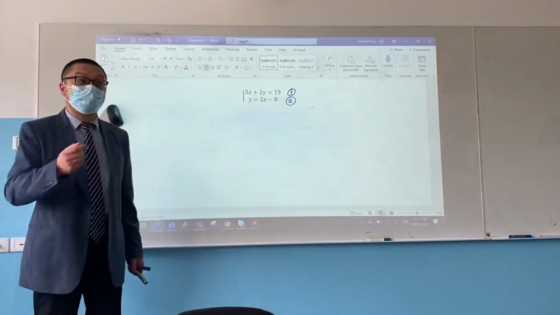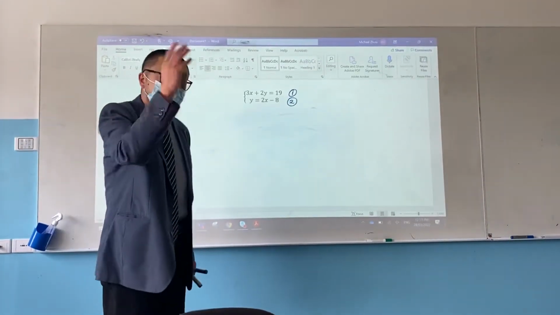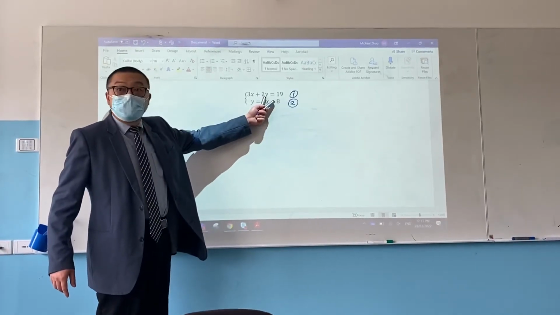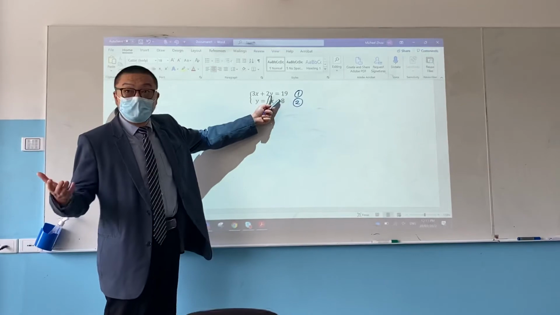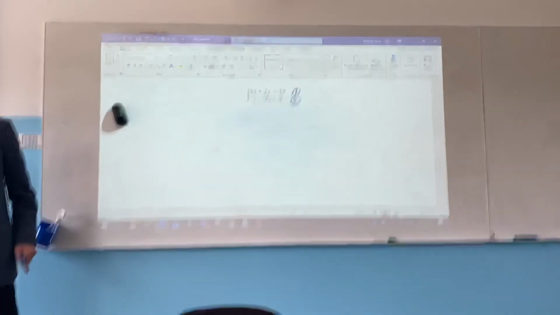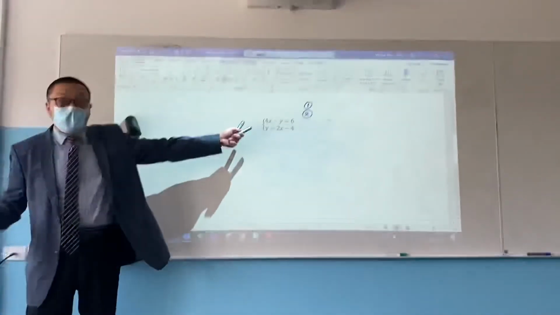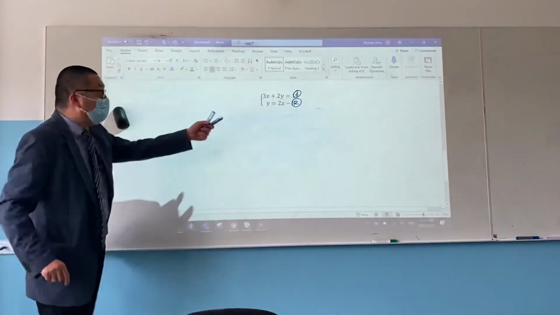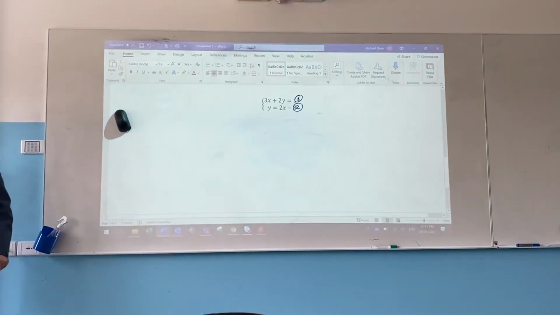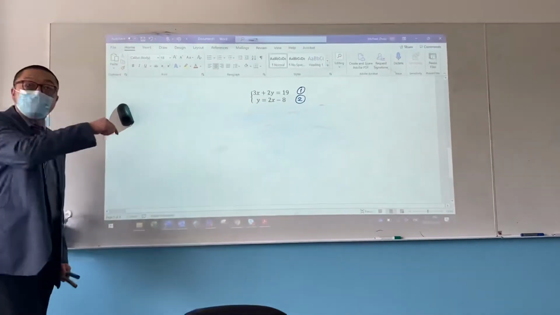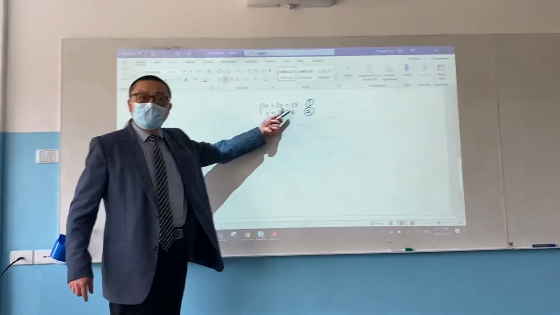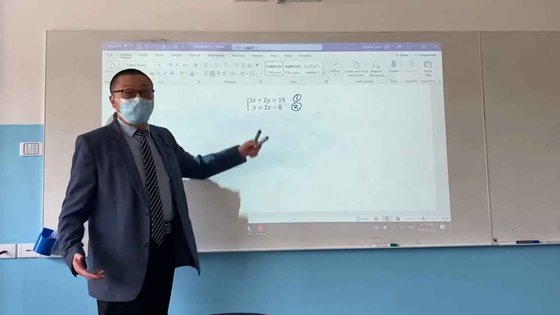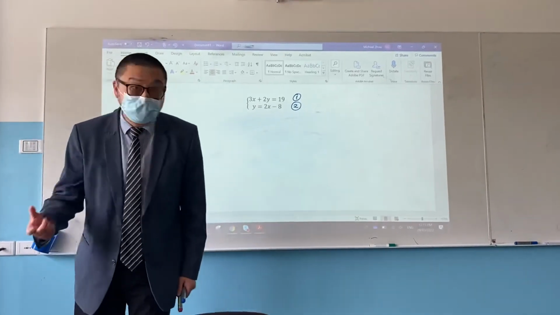Y has a coefficient. Perfect. There's a number before y. That makes the whole thing different. This one, I'm just subtracting y. This one, 2 times y. Can we see that? That's the significant difference. And we must know the relationship between 2 and y is a times relationship.